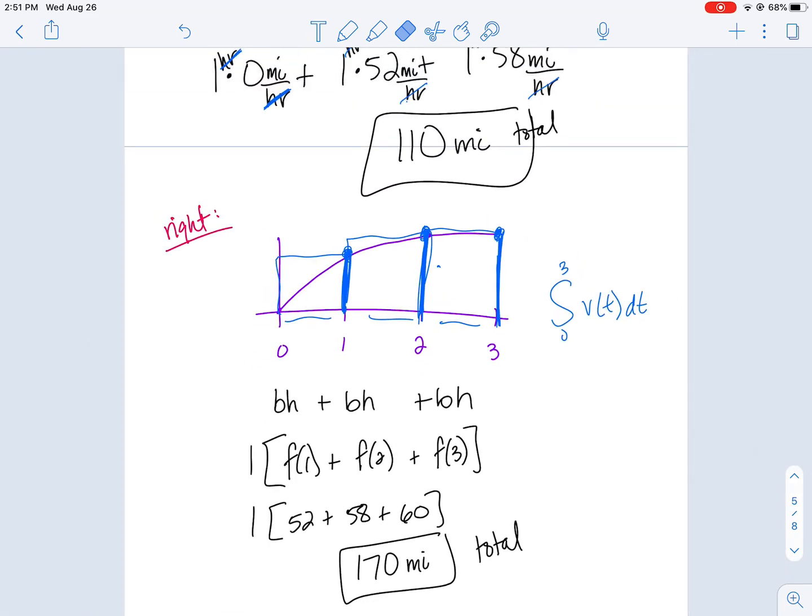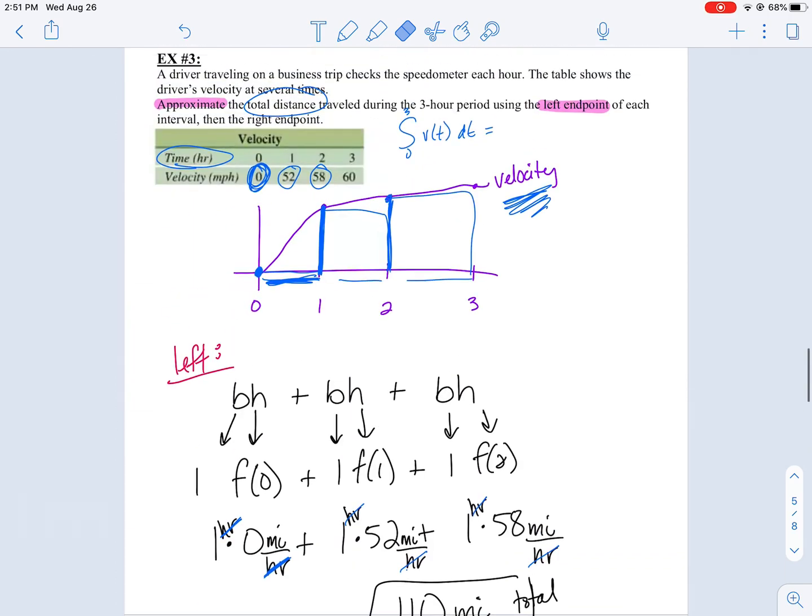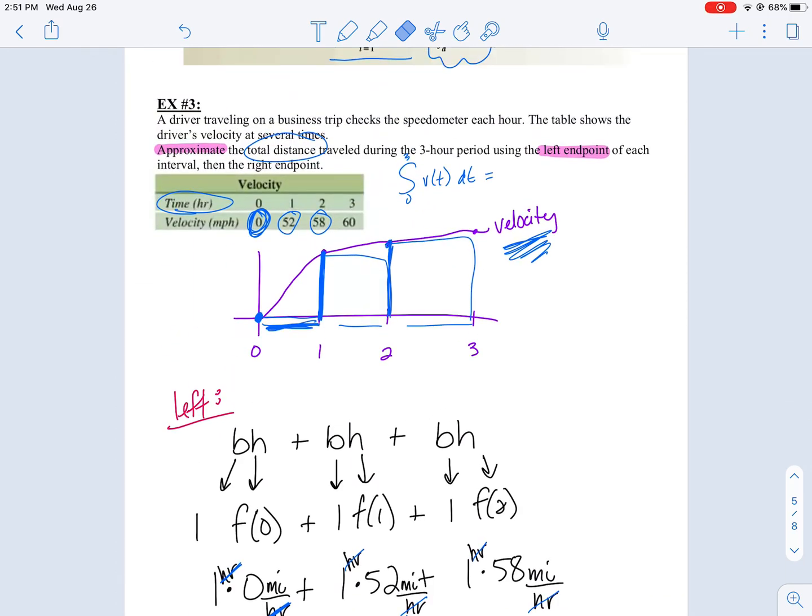But I'm only using it to estimate my distance because all I have is the velocity. In order to find the exact distance, I would actually have to integrate and evaluate from 0 to 3. I'll show you how to do that in the next section so we can actually find the exact distance traveled instead of just estimating by using rectangles.